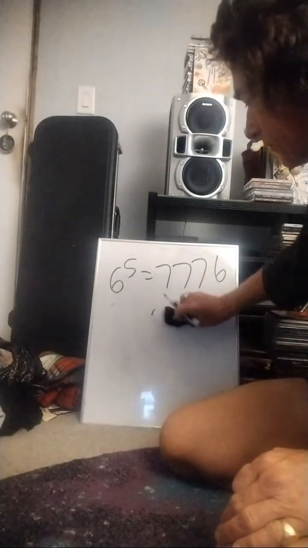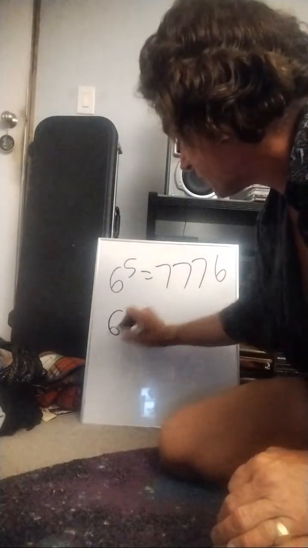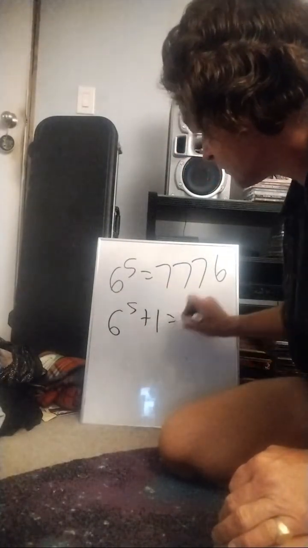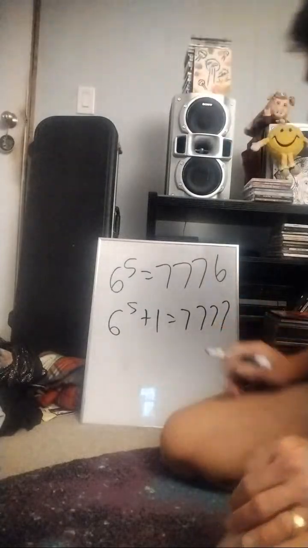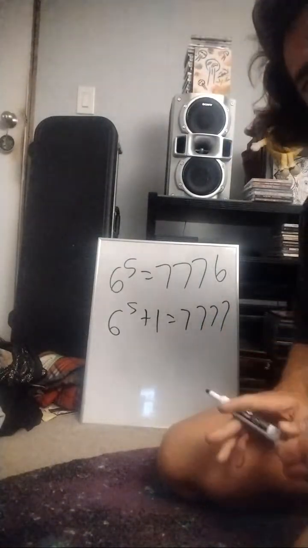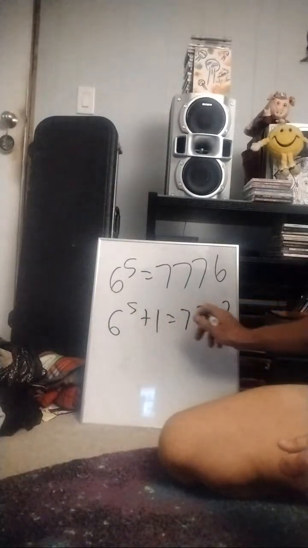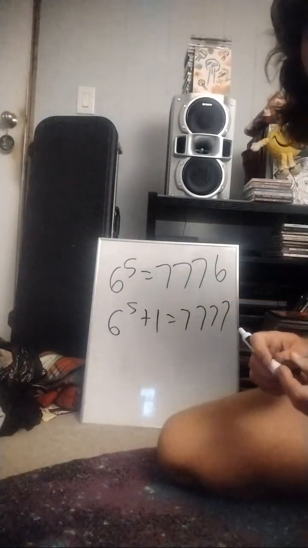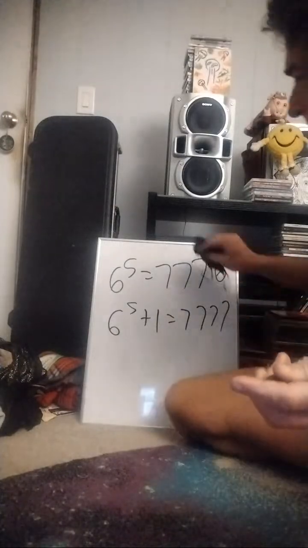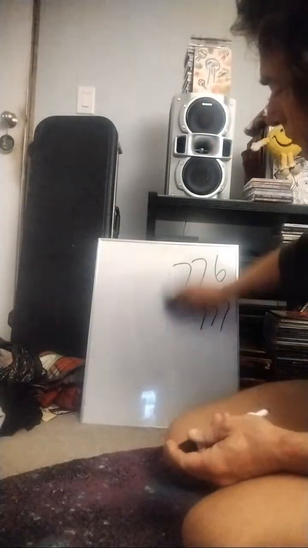What's interesting, obviously, from that, if you take 6 to the 5th power plus 1, it equals 7777. That's Wiseman's identity. I think that's interesting. It just is. 6 to the 5th power plus 1 equals 7777. So I think that's cool. And that's Wiseman's identity. Now, this is Wiseman's observation.